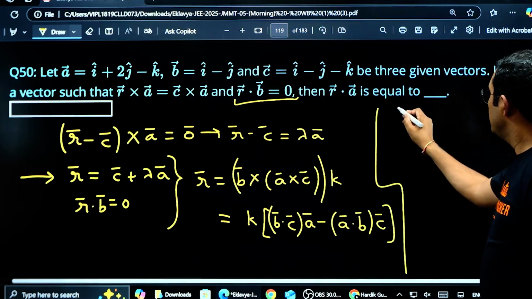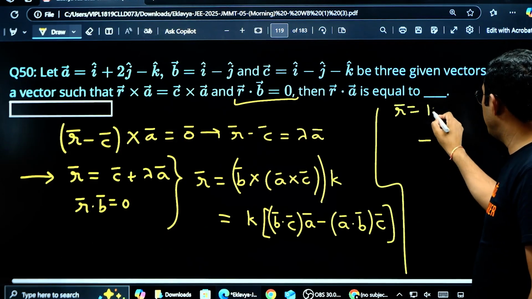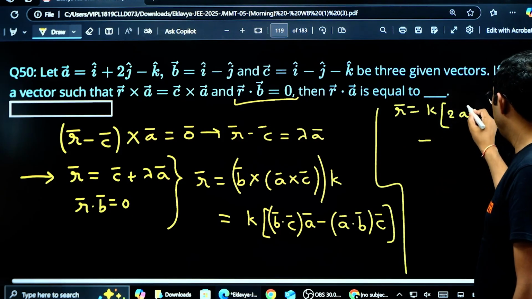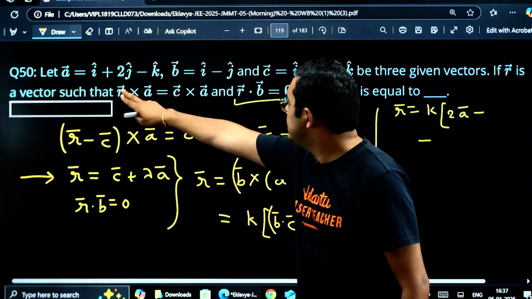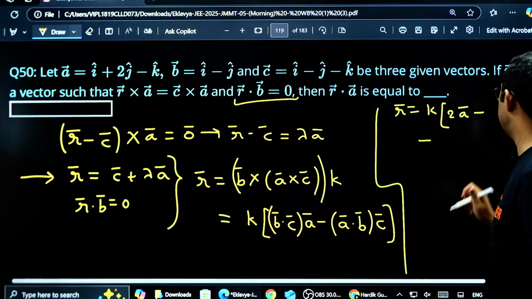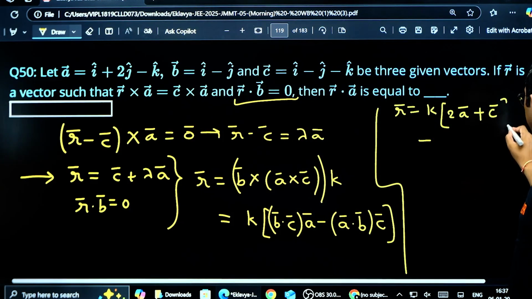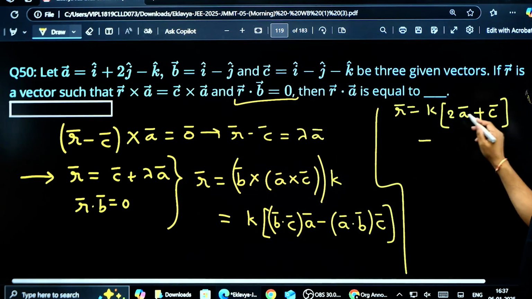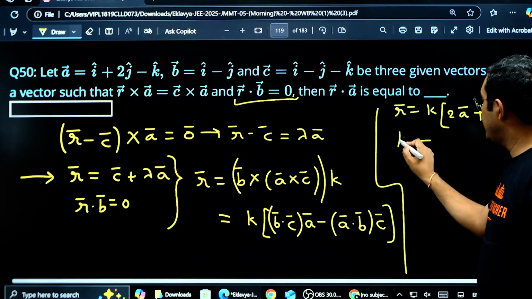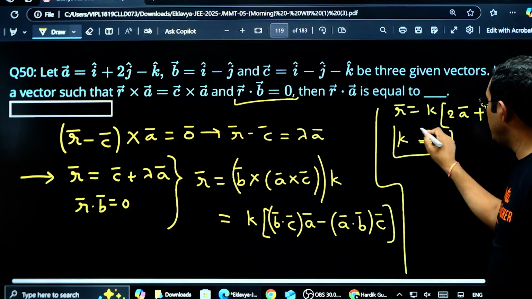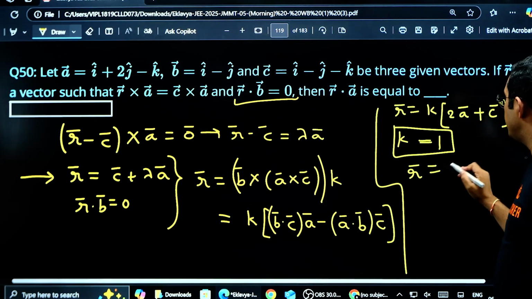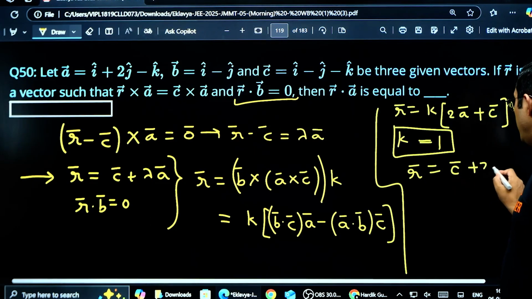Now b dot c is what? This is k times b dot c. So 1 plus 1, 2. So 2 into a minus, and what is a dot b? That is 1 minus 2. So minus 1, it will become plus c here. Now my original r was c plus lambda a, whereas we are getting k into (2a plus c). That means my k has to be equal to 1 here. Then only we can have r of this form, c plus lambda a. So my r has now become c plus 2a, so that lambda value we have obtained as 2.